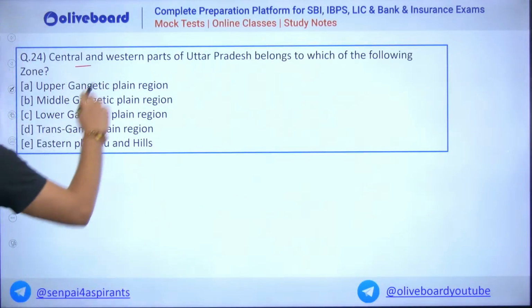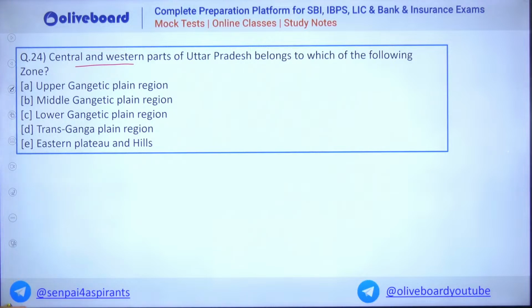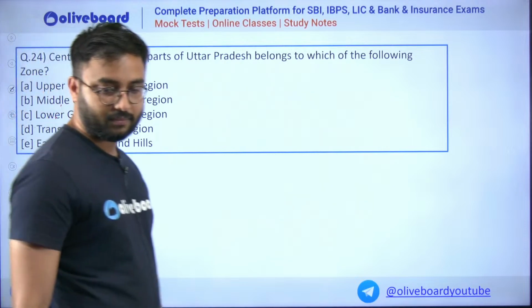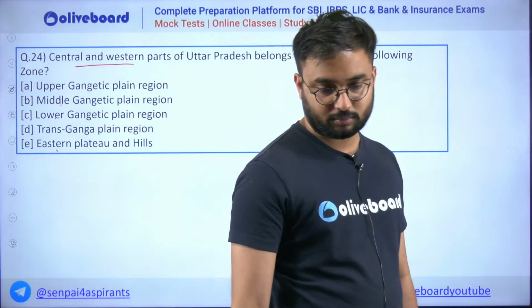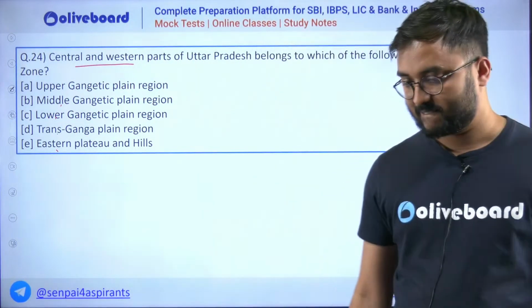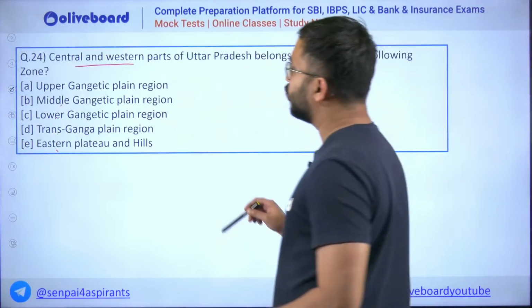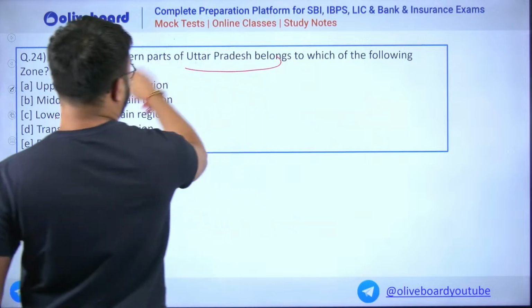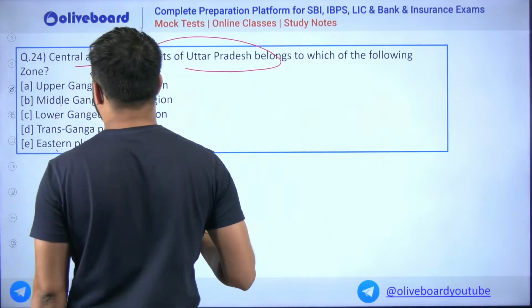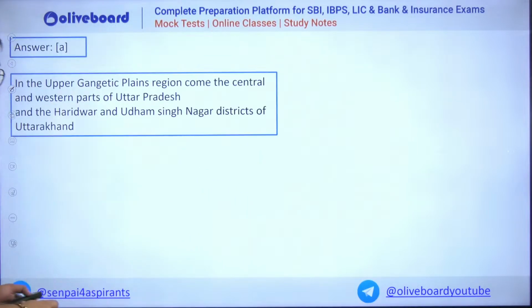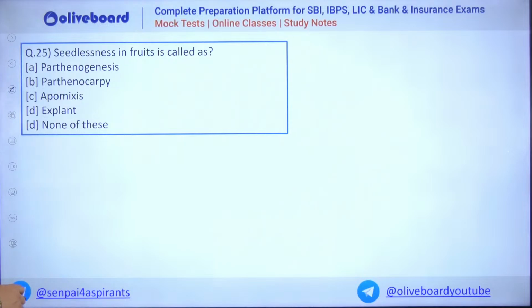Next, central and western parts of Uttar Pradesh belong to which of the following zones? Upper Gangetic Plain, Middle Gangetic Plain, Lower Gangetic Plain, Trans-Gangetic Plain and Eastern Plateau and Hills. Answer? So answer here is A, which is Upper Gangetic Plains. So in your Upper Gangetic Plains, western part of Uttar Pradesh comes, and central part of Uttar Pradesh also comes in your Upper Gangetic Plains.